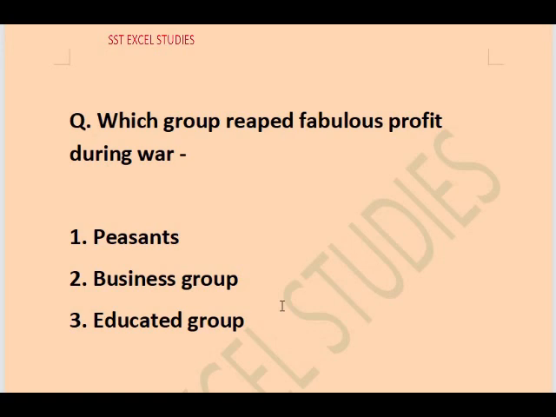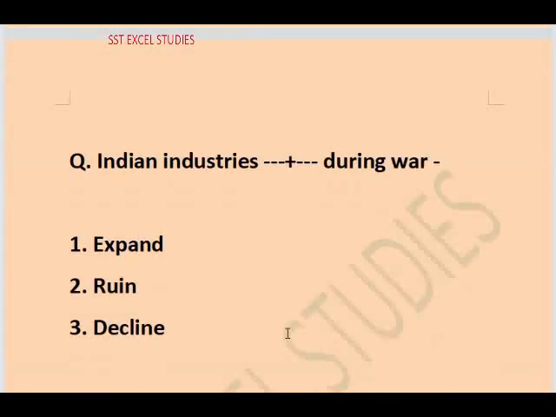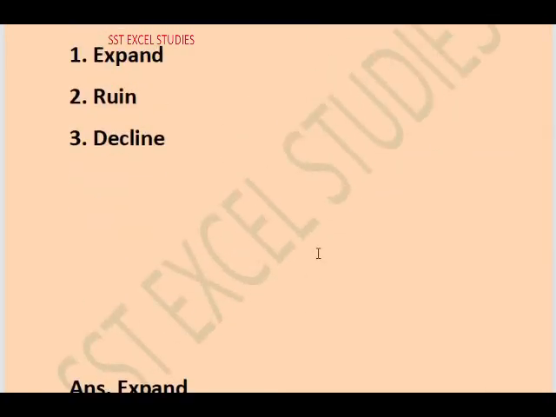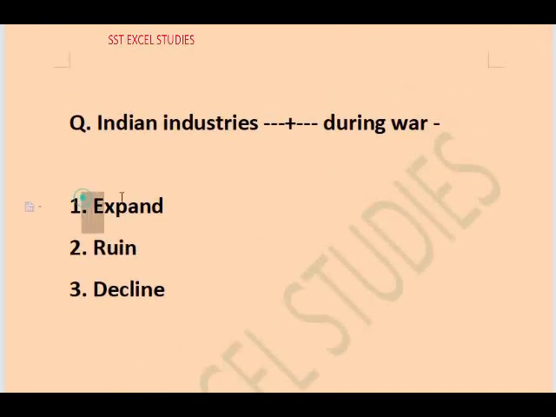Next question is, Indian industries dash during war. Options are expand or ruin or decline. Answer is expand. During war, because of the rise in demand, industries grew on a large scale. So Indian industries also expanded during war.